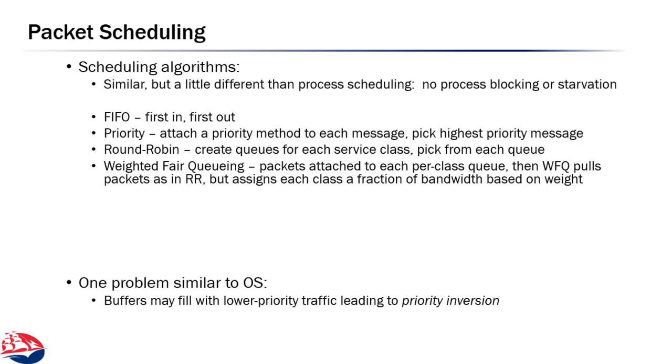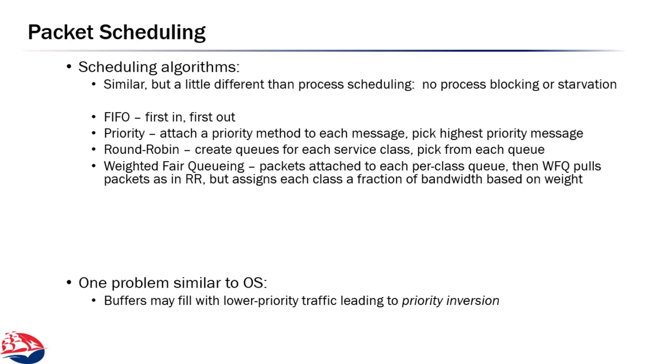So we could look at a first in, first out approach. So the arrival rate is going to determine who comes out. That's nice, starvation free, but it doesn't necessarily let me get to the bandwidth requirements that I might need. We can look at priority types of scheduling, and what we're going to do there is assign a priority to each kind of message somehow through some magic, and we're going to pick the highest priority message out of the queue. We can do round robin, where we'll have a queue for each service class.